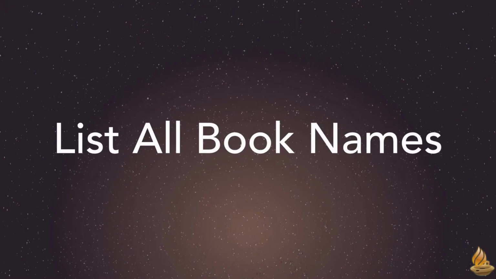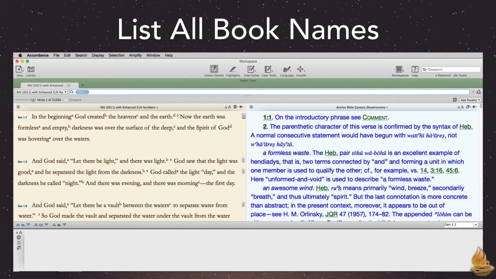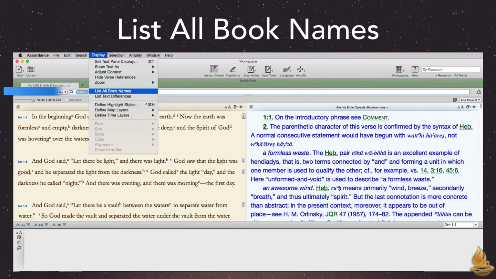List all book names. If we click on the display menu, we can see the List all book names feature. It only works on text, not tools, but it's an easy way to see which works or books are included in a particular text, their names, and how they are abbreviated. The list also contains hypertext links to the beginning of each individual book, so it can serve as an alternate way of navigation.